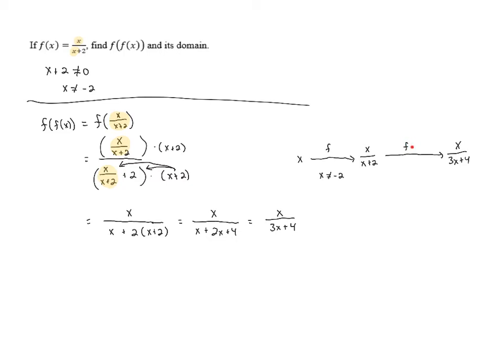For the second function, again, we have f, and we know that the input can't be negative 2, but in this case, the input is x over x plus 2. So that cannot be equal to negative 2. And we need to solve this inequality for x to figure out what the second restriction is going to be on the domain. To solve an equation with fractions in it, we need to multiply both sides by the LCD. In this case, the LCD is x plus 2.